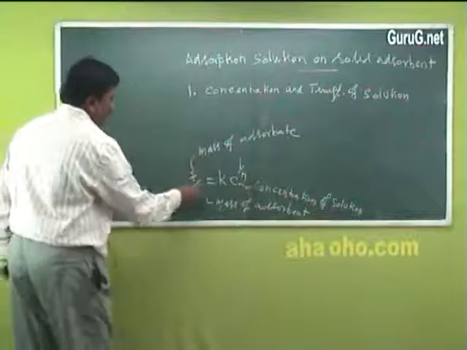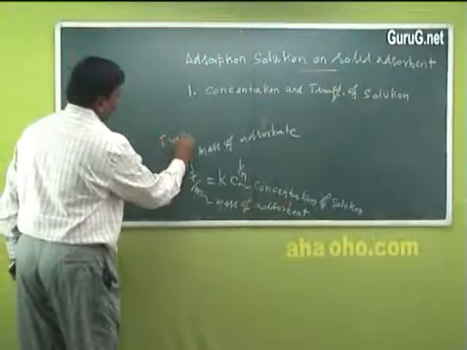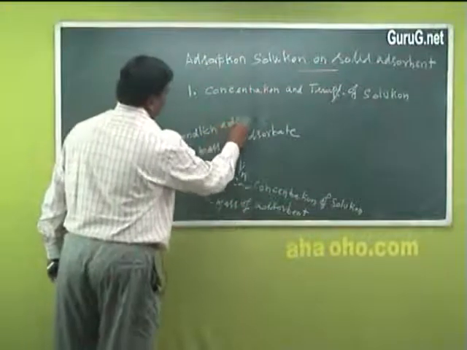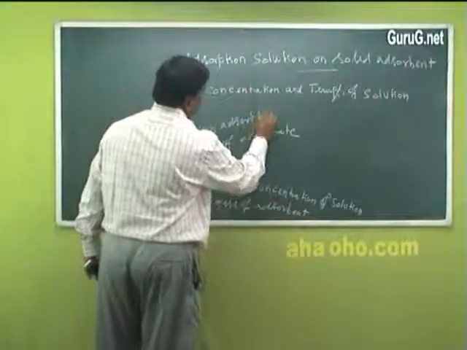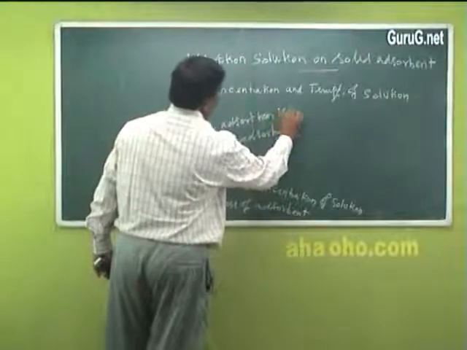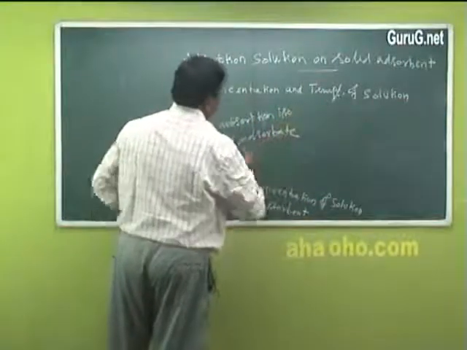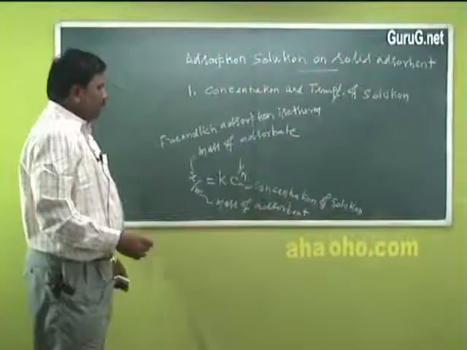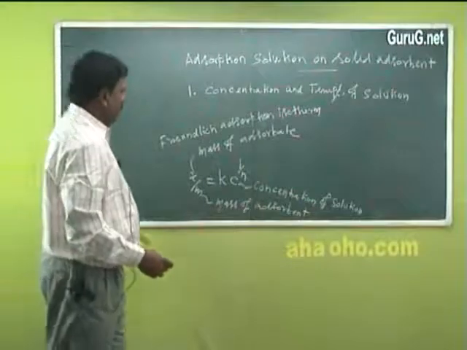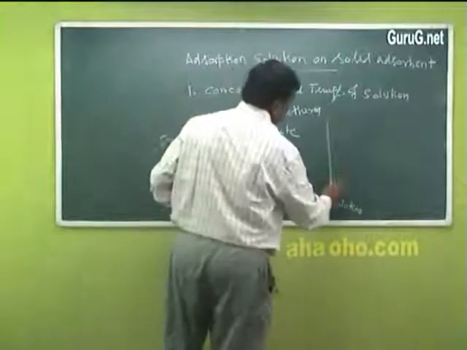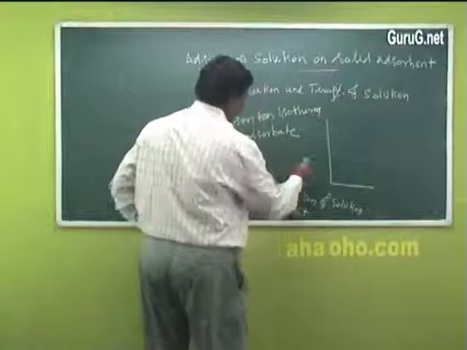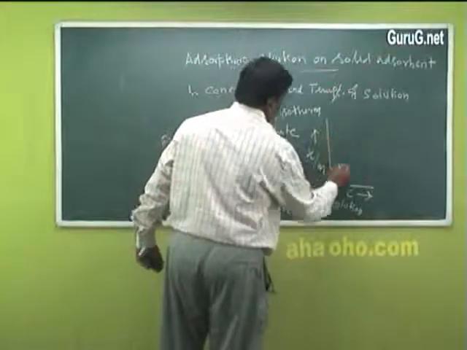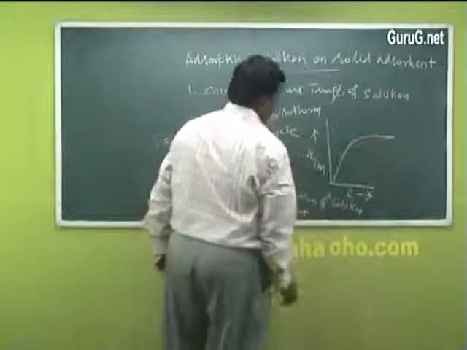So this equation is related to Freundlich adsorption isotherm. When you draw the graph between X by M and C, you will have a graph like this.